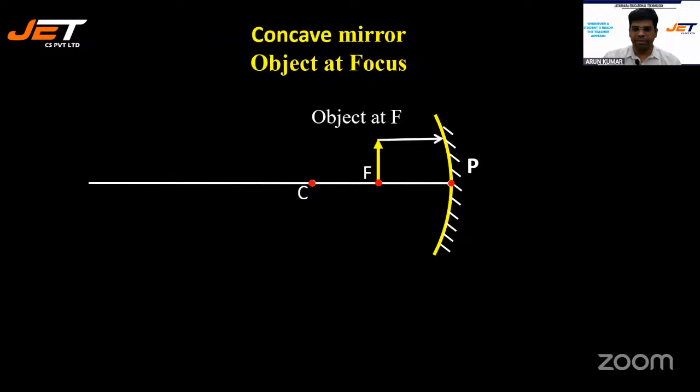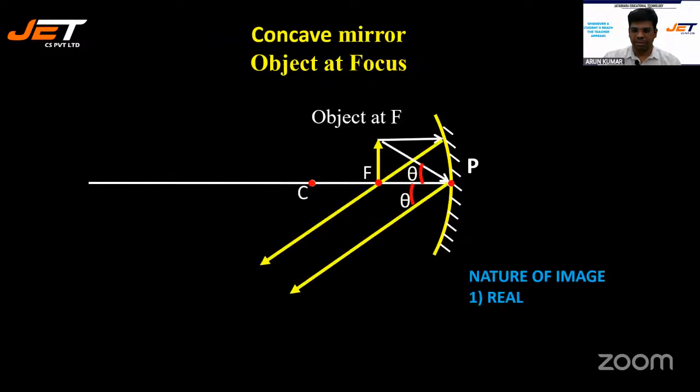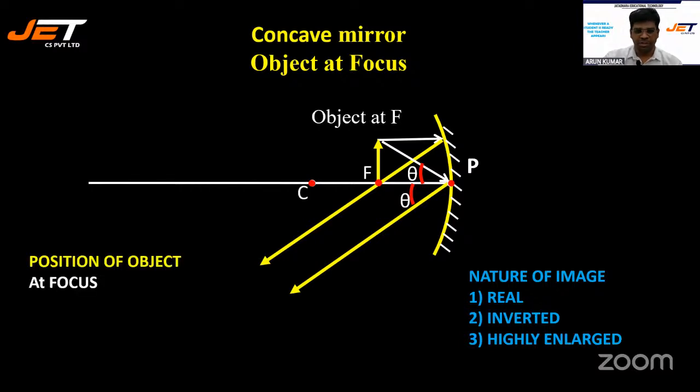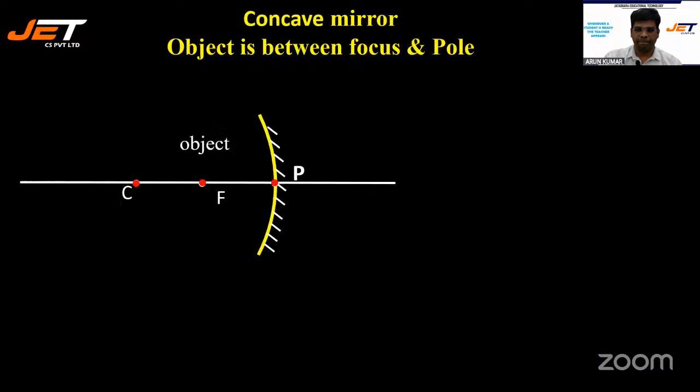Now at F, what happens? Real, inverted, highly enlarged. Position of the object at focus, position of the image at infinity. Between focus and pole.